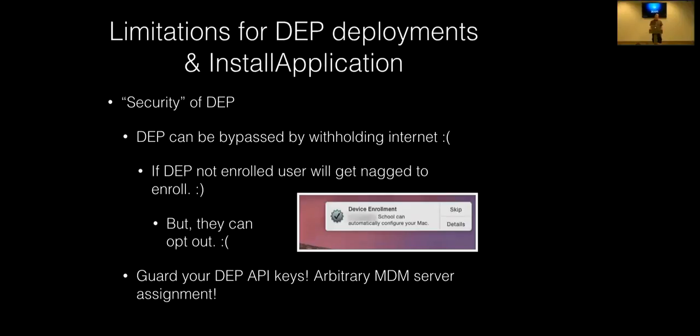Just another aside: guard your DEP API keys. I'll talk about this a little bit later. I have a question. Isn't that true for iOS only? OS 10 you can bypass, but iOS, because it requires activation, is not possible to bypass? That's my understanding, I very well could be wrong. Yeah, because we don't want OS 10 to have to activate, but it probably will someday.